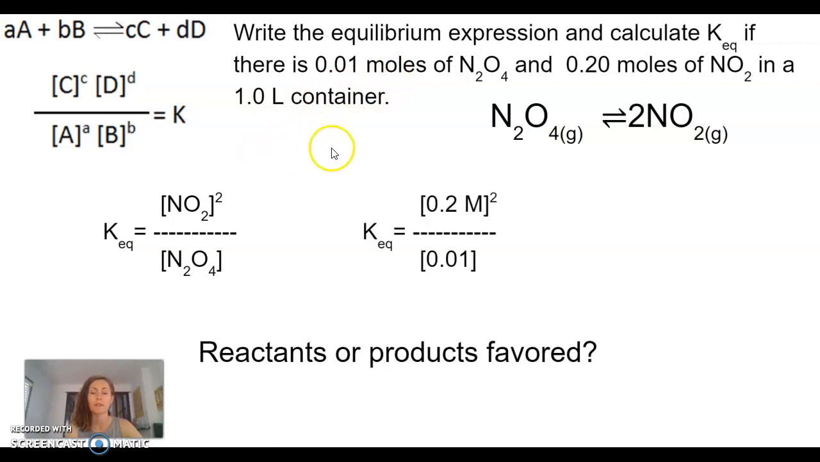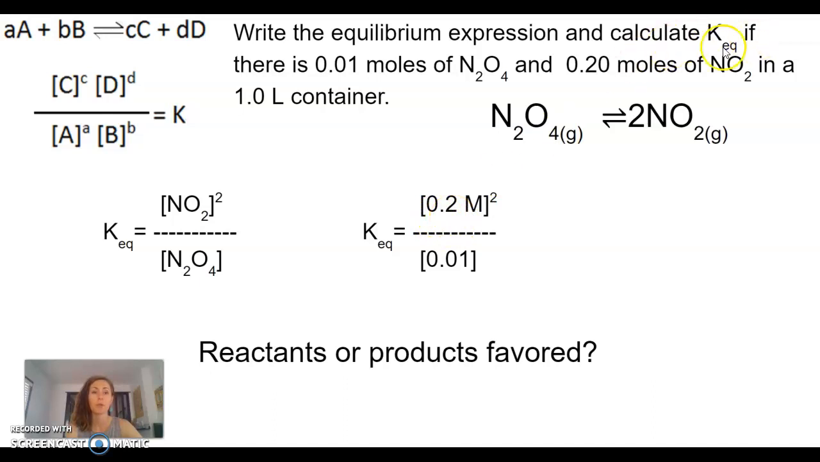Now notice that I didn't give you molarity, I gave you moles. However, molarity is moles over liters. So if I take this value of moles and divide it by 1, I get the same value. So again, just make sure that you're using molarity inside your brackets when calculating these values. So you plug in the values.